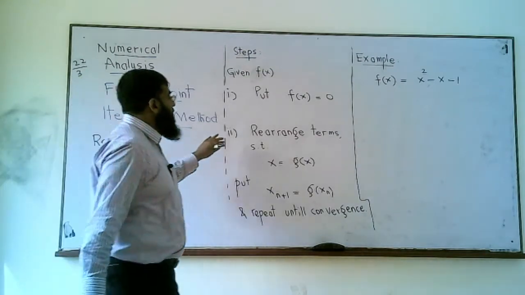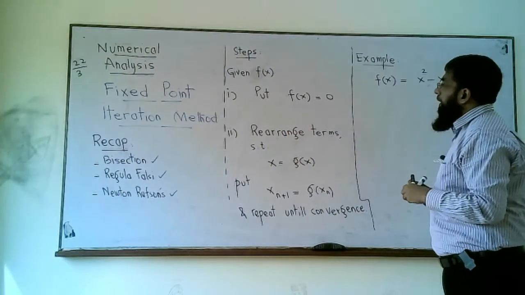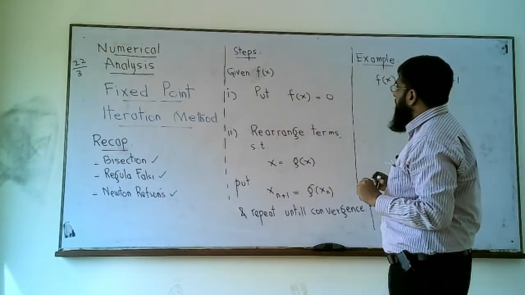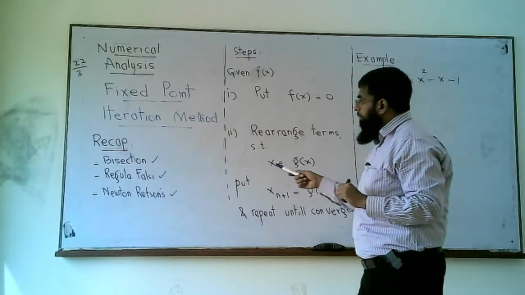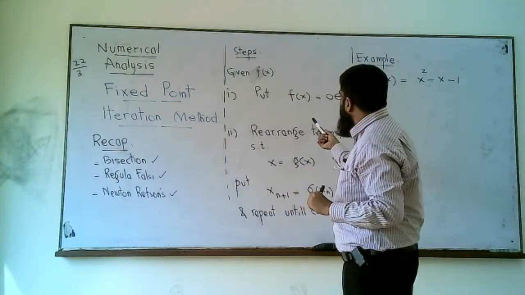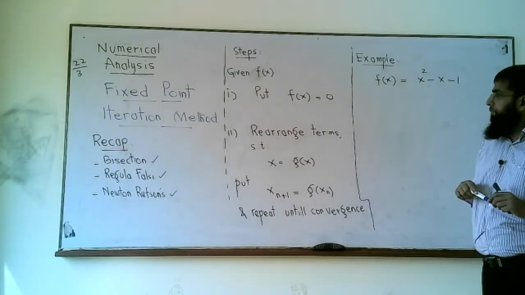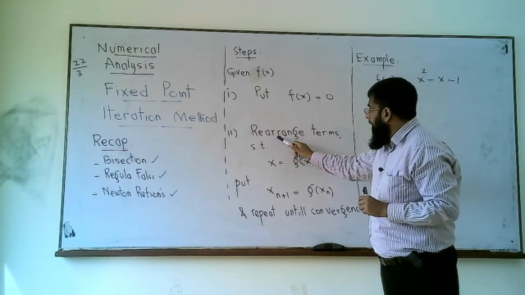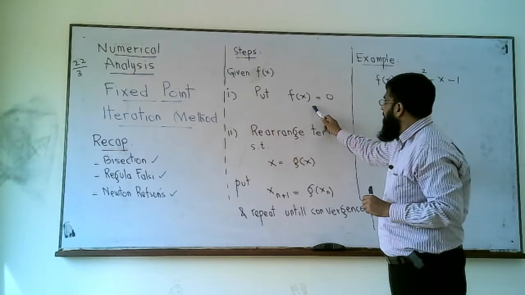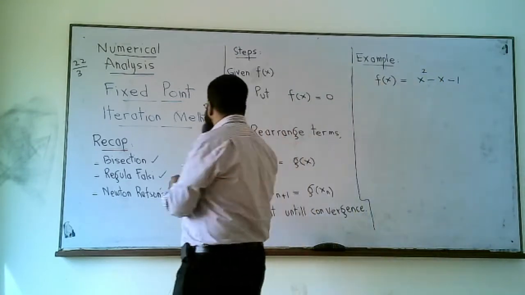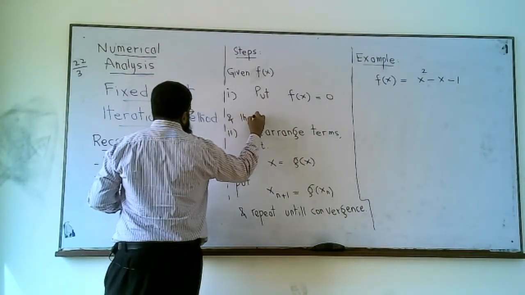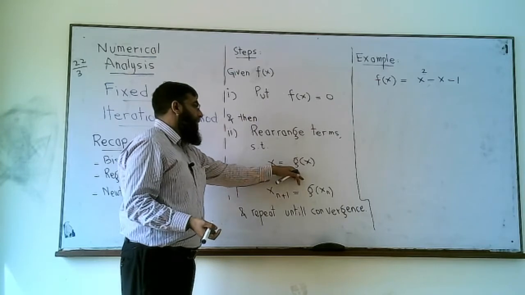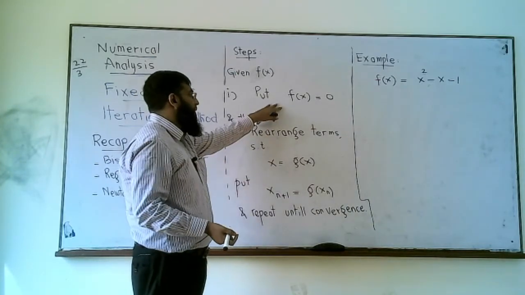Fixed point iteration method is a very simple iterative method where we are given a function f of x, and like we have been doing in the previous methods, we have to find its root, the point where f of x is equal to 0. For that, we'll put f of x equal to 0 and then rearrange terms such that x is equal to some other function g of x.